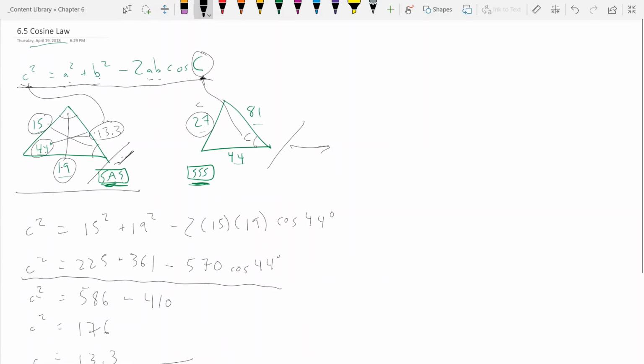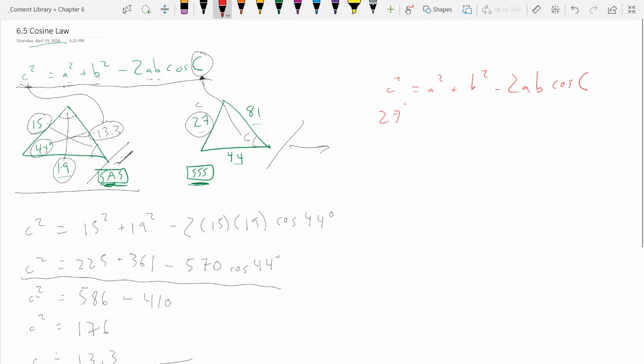So let's write the equation. Oh, here, we'll write it with the letters first. C squared equals A squared plus B squared minus 2AB cos C. So let's sub in the numbers. 27 squared equals 81 squared plus 44 squared, minus 2 times 81 times 44 cos C.